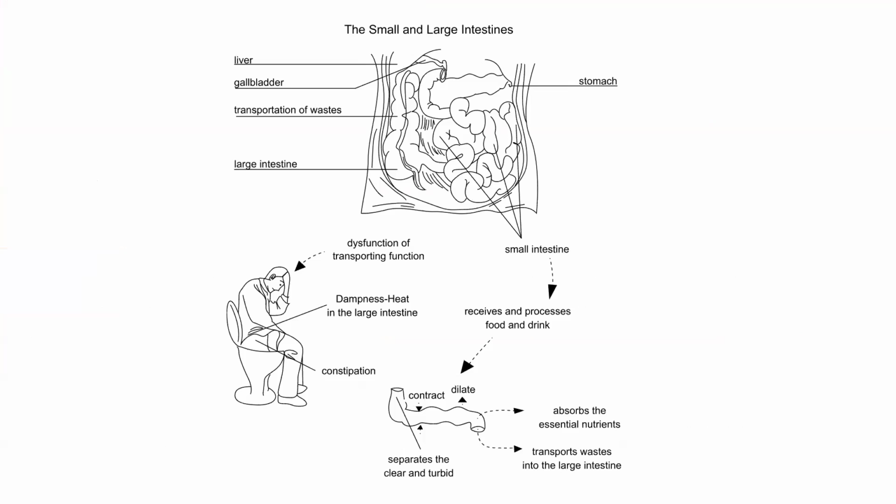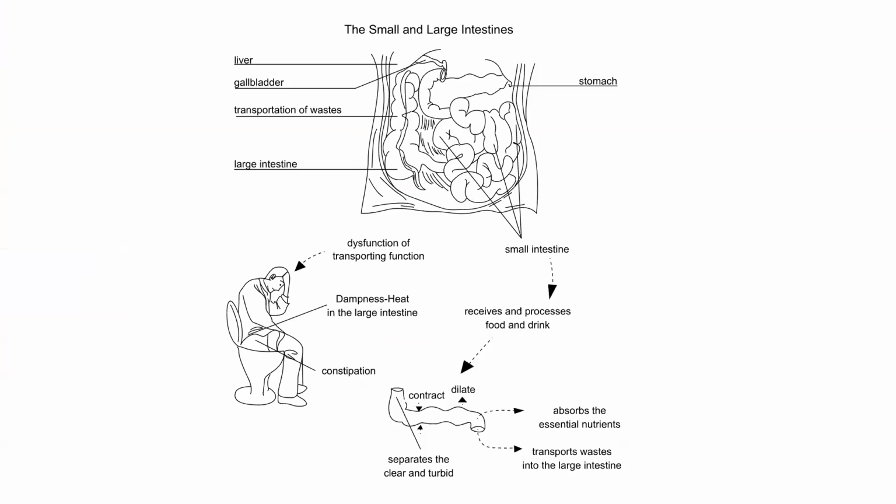So here we take a look at both the small and large intestines. As we can see from the illustration, we know where the liver and the gallbladder are located. And the large intestine is supposed to be involved in transportation of wastes. Then we have the stomach, the small intestine. So if there is a dysfunction of the transporting function of the large intestine, there will be dampness, heat in the large intestine characterized by constipation.